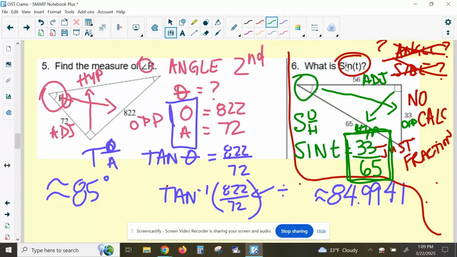You see the difference. This one does not ask for the measure. The previous one asks for the measure of angle R, so it's asking for the angle. This one just says sine. Don't be tricked by that. Stop being extra.